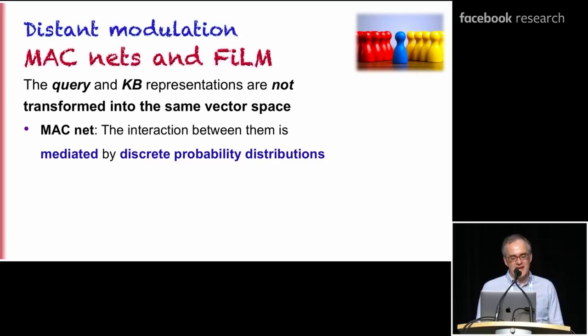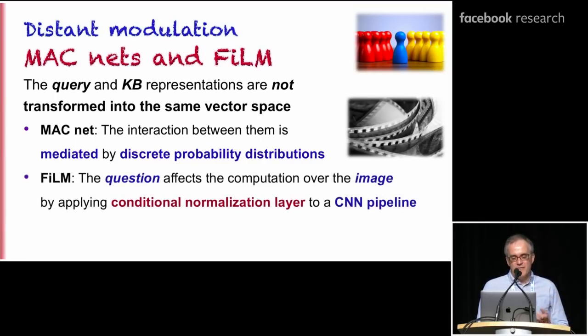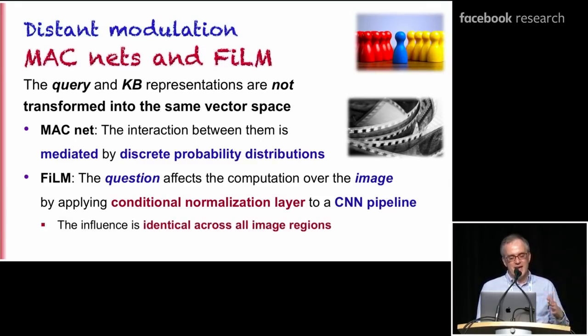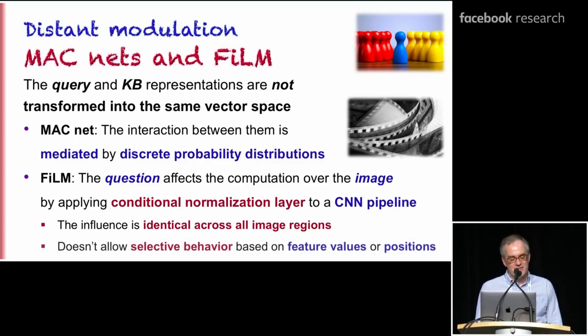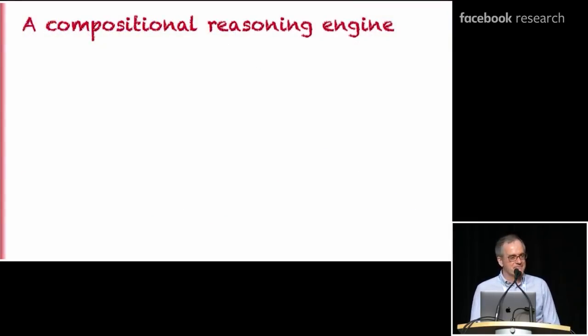And we've sort of borrowed that kind of indirect modulation. But I think we really benefit from having our close attention to the query and the knowledge base, whereas FiLM's conditional normalization layer is kind of a global tilt which is applied identically across all image regions and doesn't allow the kind of selective behavior based on features or positions.